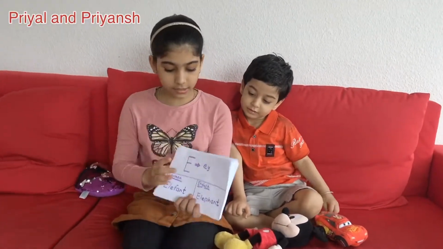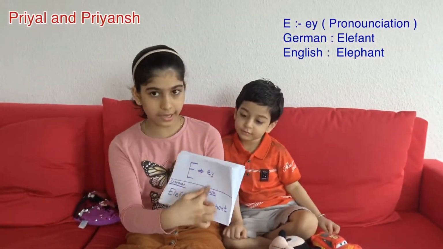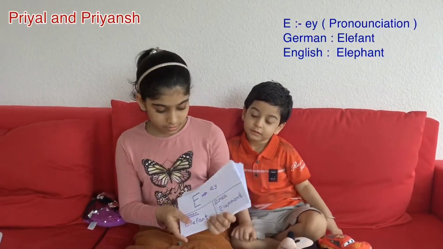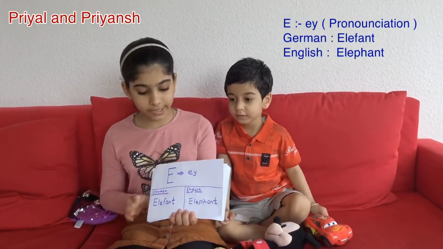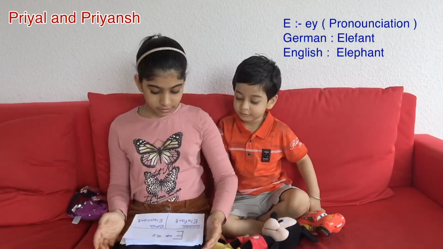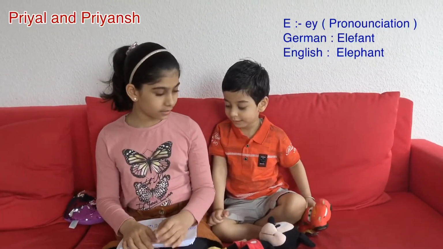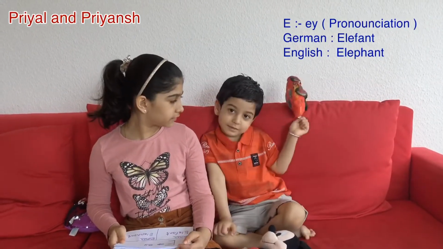The next letter we have is E, but they say A. And in German it's Elefant, but in English it's elephant. Priyansh, say A. A. And say Elefant. Elefant.